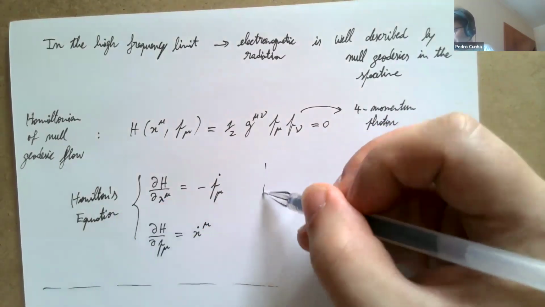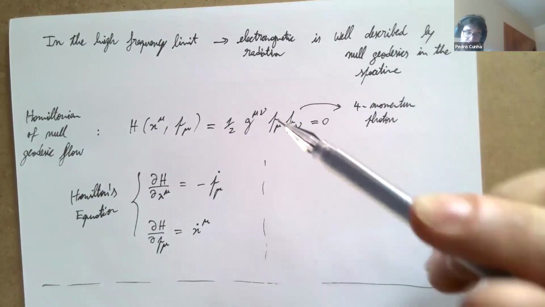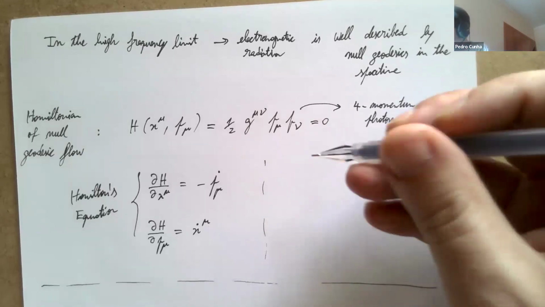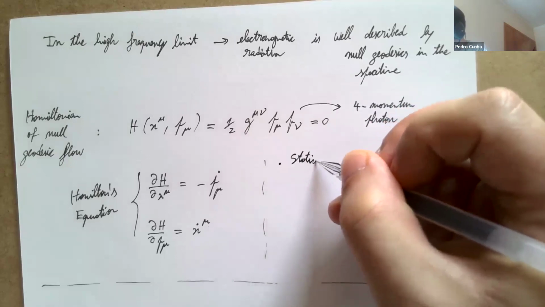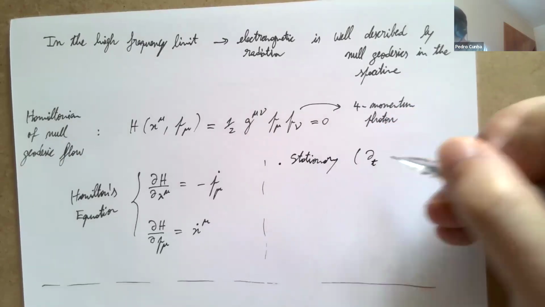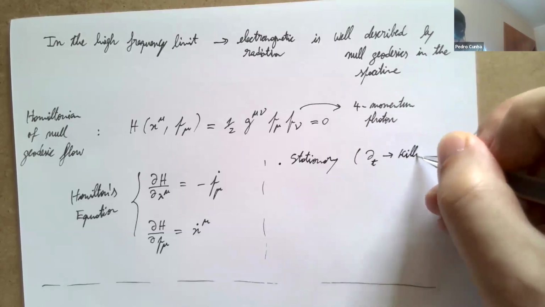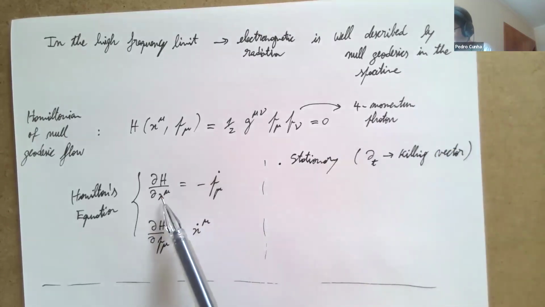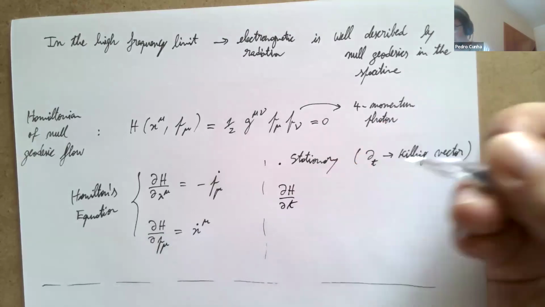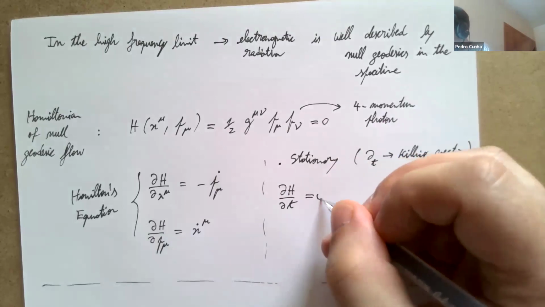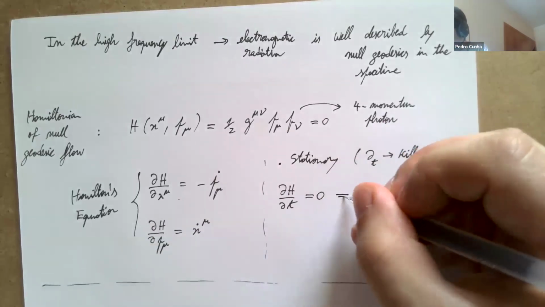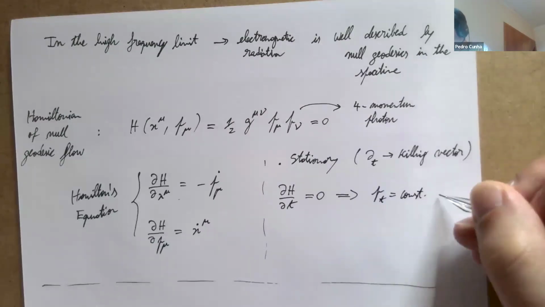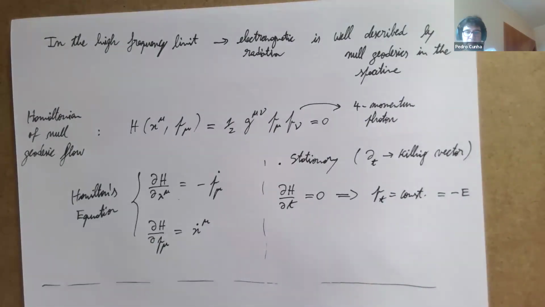And now you can notice something, like I mentioned for the Kerr spacetime, and actually this part is valid for any spacetime that is stationary and axially symmetric. So let me write that down. For a spacetime which is stationary, you have a Killing vector field, partial t. Then dH/dt will be zero because the metric does not depend on the time coordinate. Because of the first Hamilton's equation, this implies that p_t dot is zero, and so p_t is a constant. You can say that it's minus E, where E is the energy of the photon.